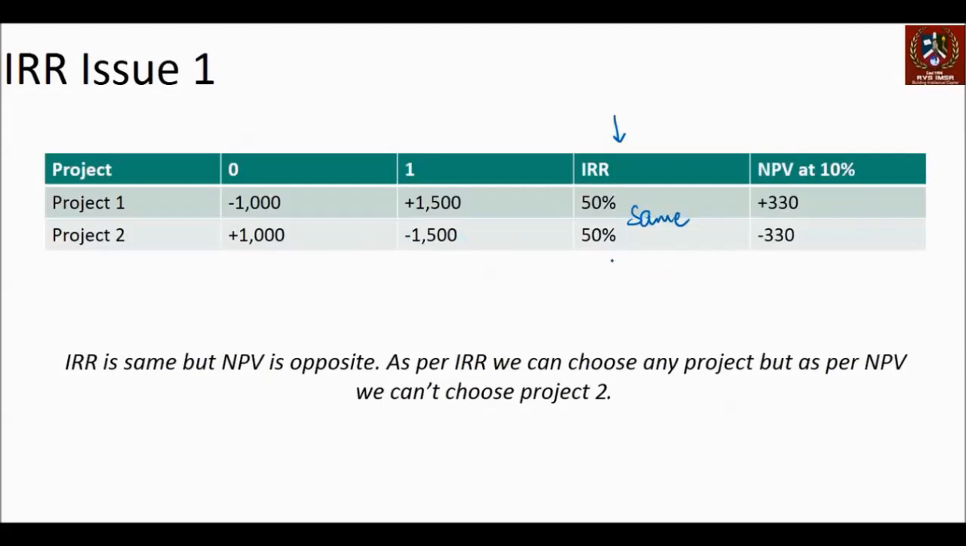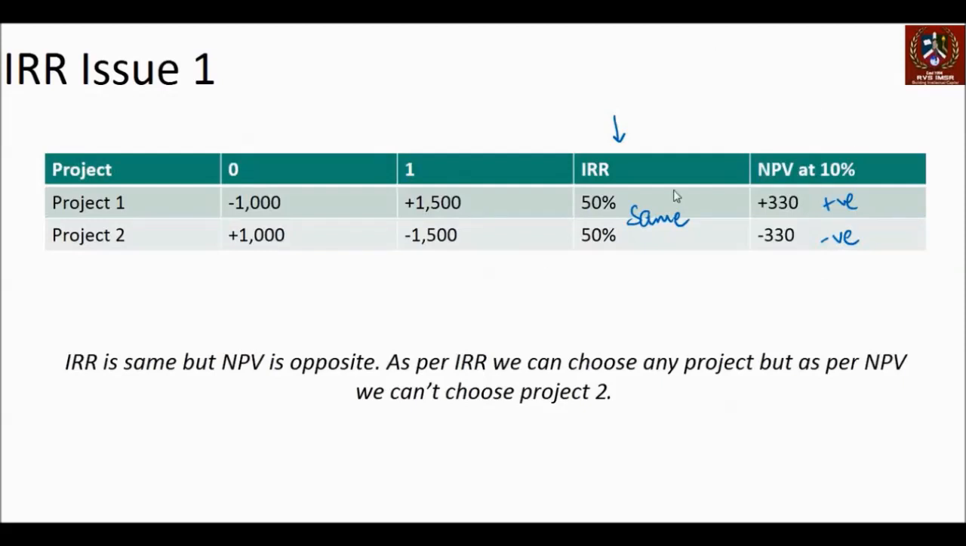That's because you are trying to find out at what value NPV will be 0. But if you look at NPV at 10%, you find NPV is opposite sign, right? So in one case, it is positive, in one case, it is negative. So IRR says you can take any decision, but NPV says choose one and not choose 2. So what is it that you would choose in this particular case?